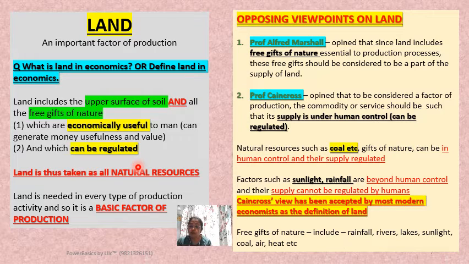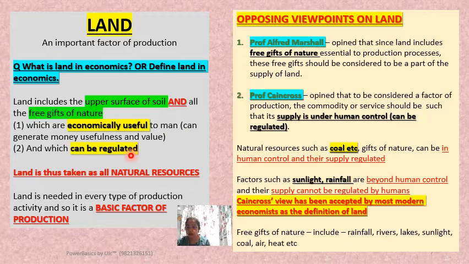So if they ask you the definition of land as a factor of production, then you have to say this: the upper surface of the soil and all free gifts of nature which are economically useful and can be regulated. What do you mean by regulated? It means controlled. Can you control rainfall? Can you control sunshine? Can you control all those air, heat? Can you control them? No.